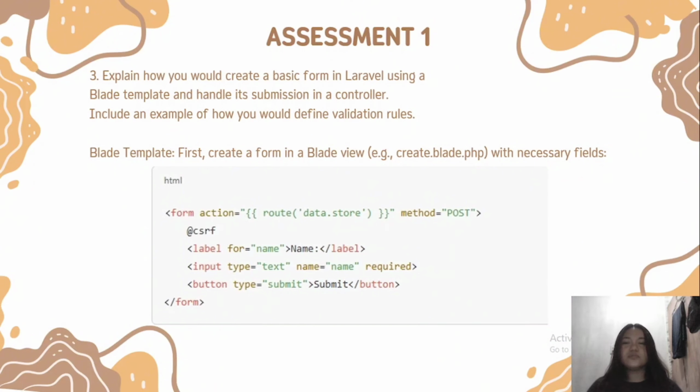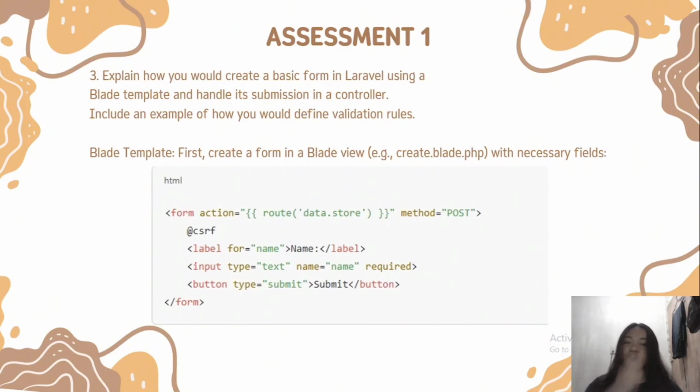Explain how we create a basic form in Laravel using a Blade template and handle its submission in a controller. Include an example of how you would define validation rules. Blade template. First, create a form in a Blade view. For example, the create.blade.php with the necessary fields, which is already written there.